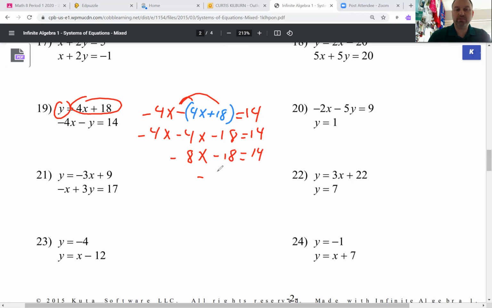Add 18 to both sides. Divide negative 8 to both sides. Like so, negative 4. Once again, once you get x, plug it back in to get y.